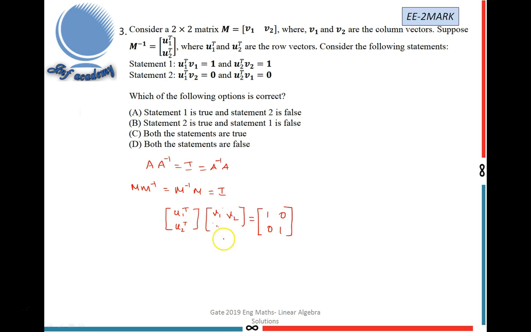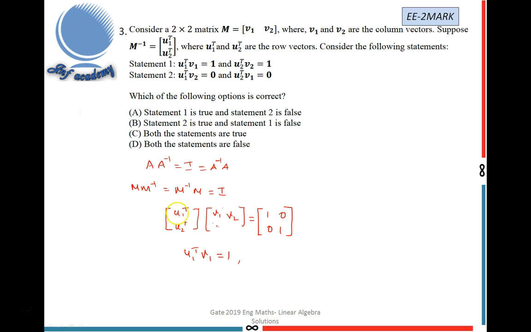First row, first column, we can get the first element. This is the row vector, and V1 is the column vector. Adding all the elements of the multiplication of first row and first column, we can get the first element. So U1 transpose into V1 equals the first element, 1.